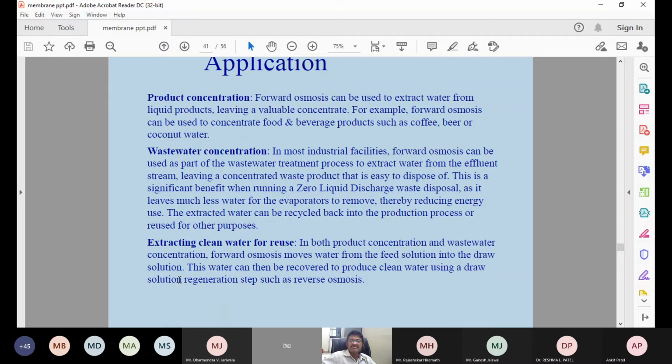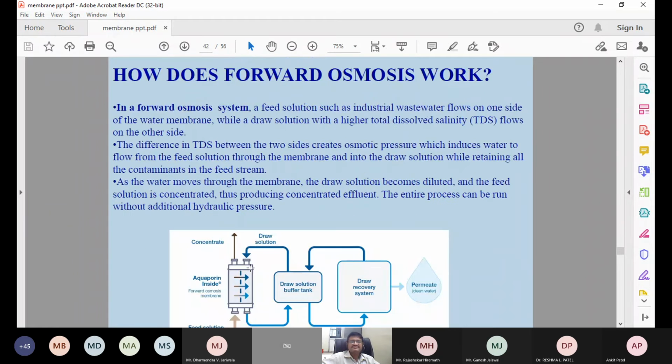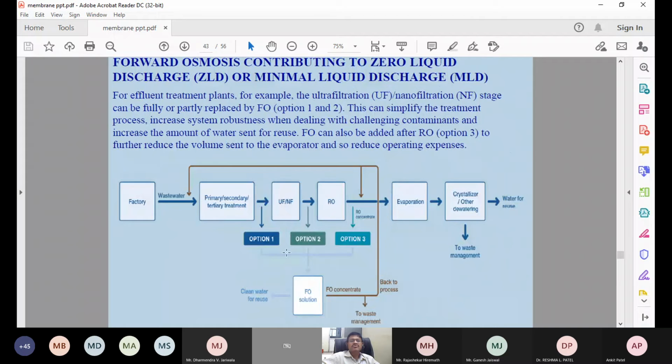That is in both product concentration and wastewater concentration. Forward osmosis moves water from the feed solution into the draw solution, and the draw solution only has TDS, not a harmful component. The draw solution only has salt, so that salty water we can reuse for flushing and other things. So for zero liquid discharge we can use it.